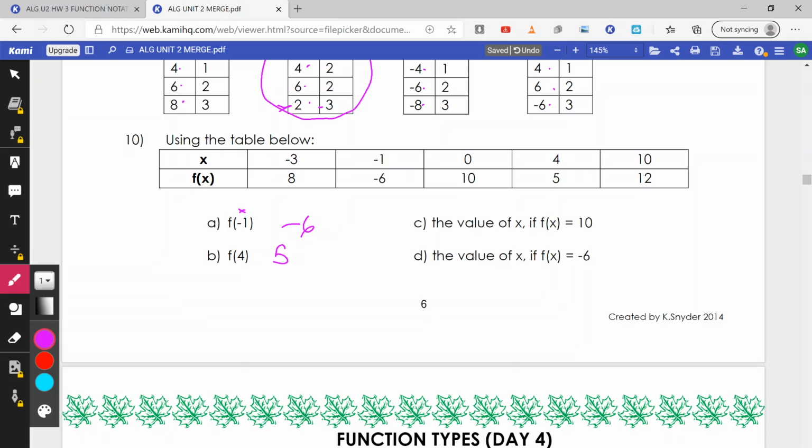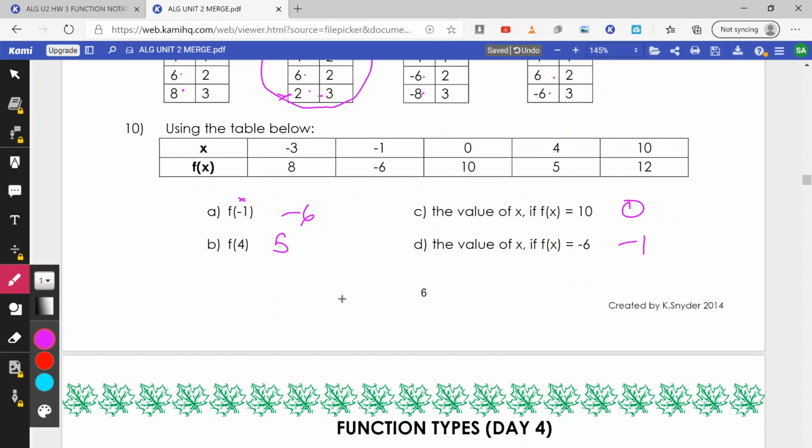C, we've got to find the value of x if f of x equals 10. So here's my f of x. I want 10. So 0 is going to be my answer in this case. And then I need to know the value of x if f of x equals -6. So I follow along the f of x row. Here's -6. It matches with -1. So -1 is the value. And that is using function notation in order to figure out the y values, and using the chart in order to figure out x and y values.